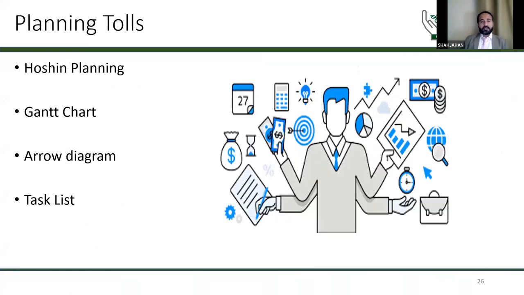After the data collection, we have other important tools for planning. For planning, we have 4 important tools: Hoshin planning, Gantt chart, error diagram, and task list.